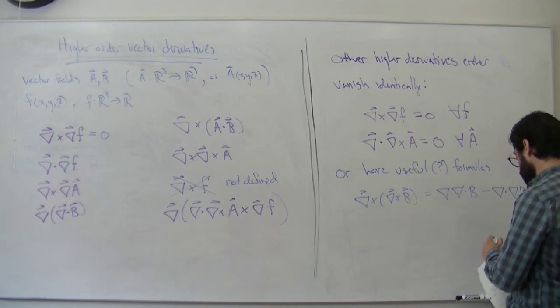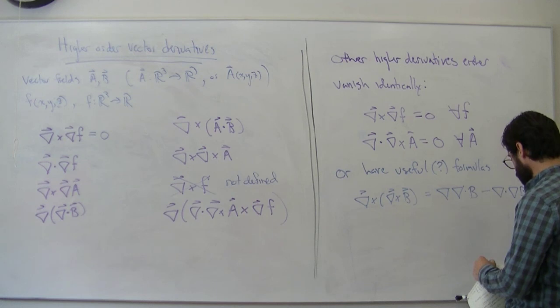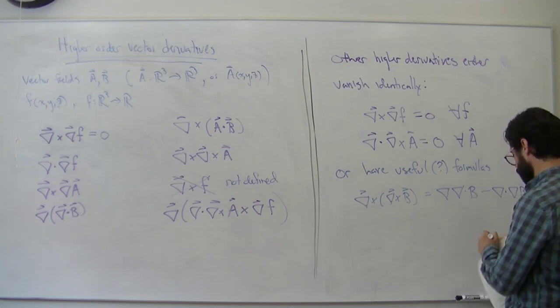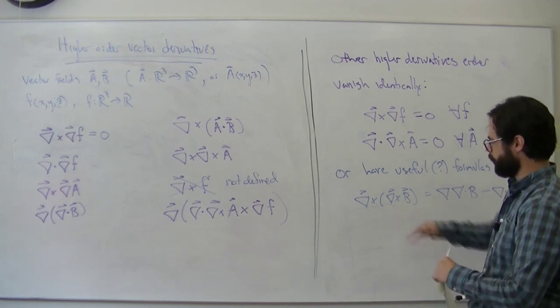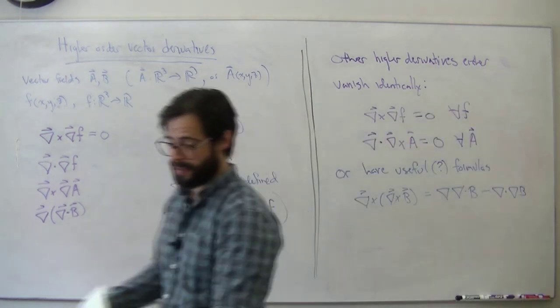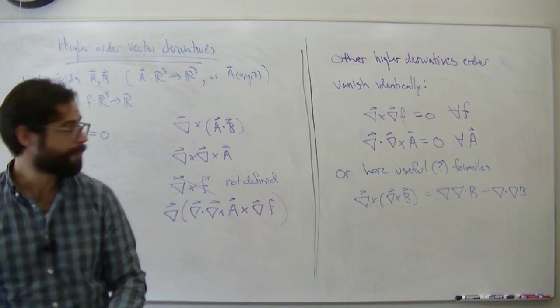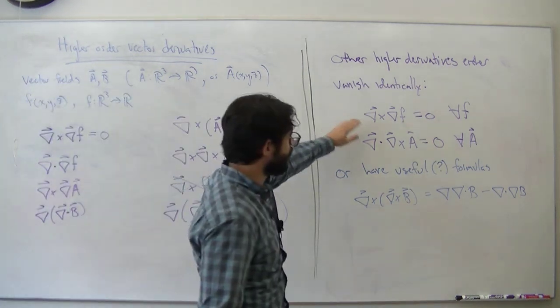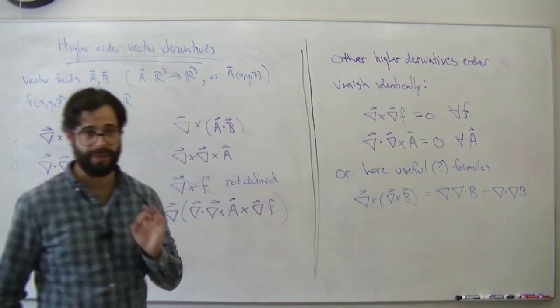So that's kind of the story with higher order derivatives. Usually what happens 9 times out of 10 is you're reminded that the thing has a useful formula. These are really important to remember. So the fact that the curl of a gradient and the divergence of a curl vanish are really important to remember.